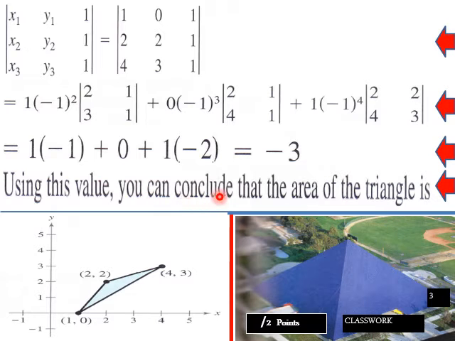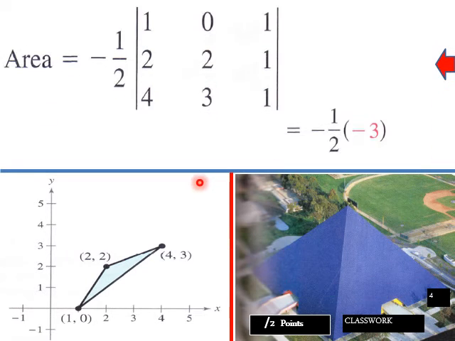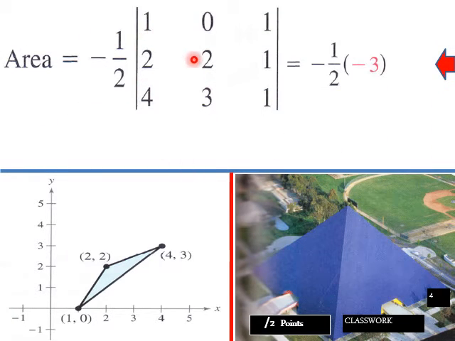Using this value, we can conclude that the area of the triangle is, in this situation, what would it be? Negative 1/2 times that. So it'll be negative 1/2 times negative 3 would be negative, or rather positive 3 over 2 square units for the area of this triangle.